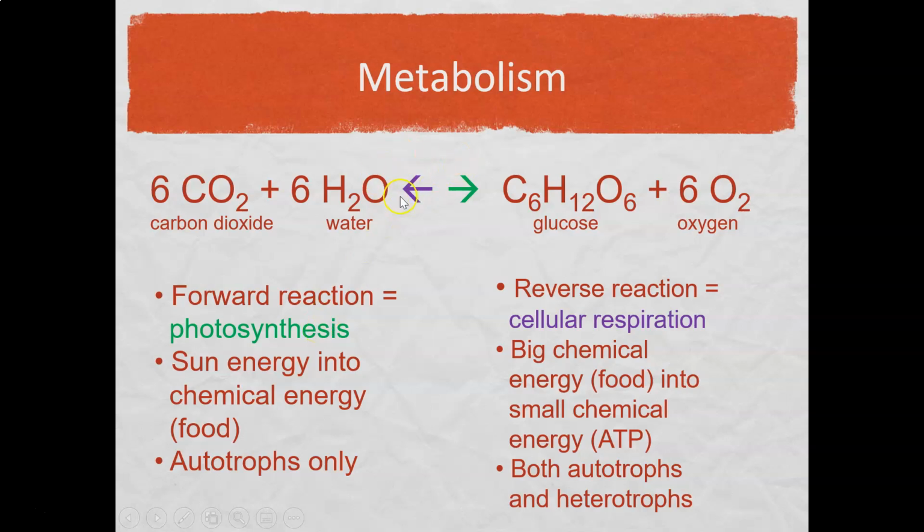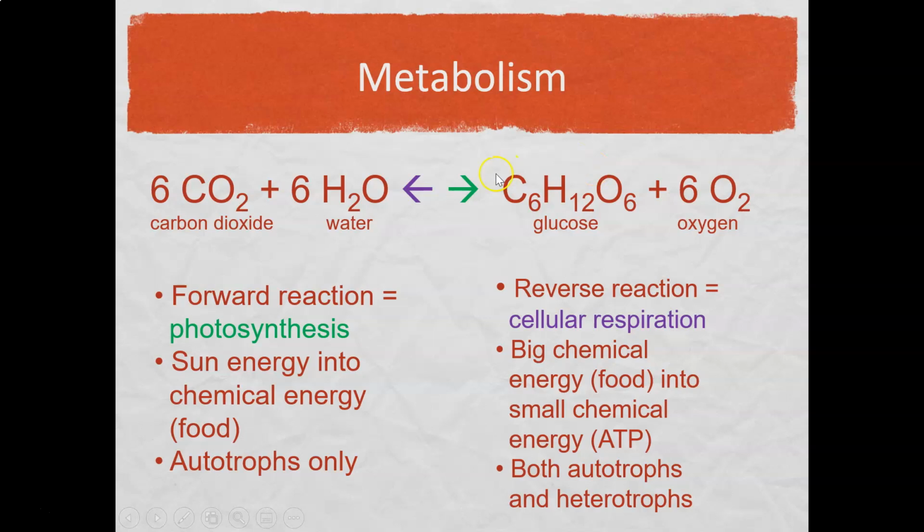I'm going to utilize energy from the sun in order to break the bonds here to build the bonds over here. Autotrophs are the only ones that can go that direction. If I go the reverse direction, so I ignore the green arrow but focus on the purple one, I take those 6 molecules of oxygen plus the molecule of glucose, and I make 6 molecules of water and 6 molecules of carbon dioxide. That's cellular respiration.